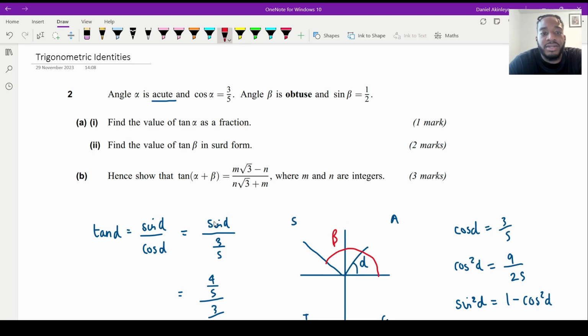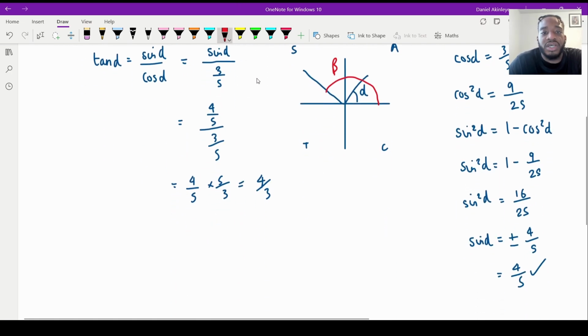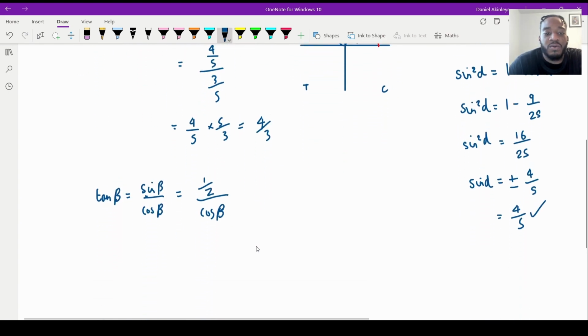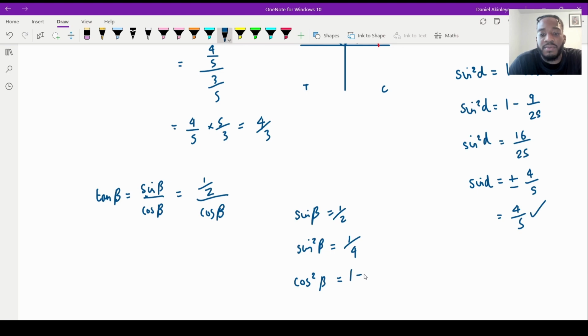And remember, again, tan beta is sine over cos. So we can say here, tan beta is equal to sine beta over cos beta. And we know that sine beta is 1/2. So we just need to figure out what cos beta is, and we're done. So now we can say, okay, fine. If we use our trig identities again, since we know that sine beta is equal to 1/2, if I square both sides, sine squared beta is equal to 1/4. And remember, we know that cos squared beta from our trig identities is 1 minus sine squared beta.